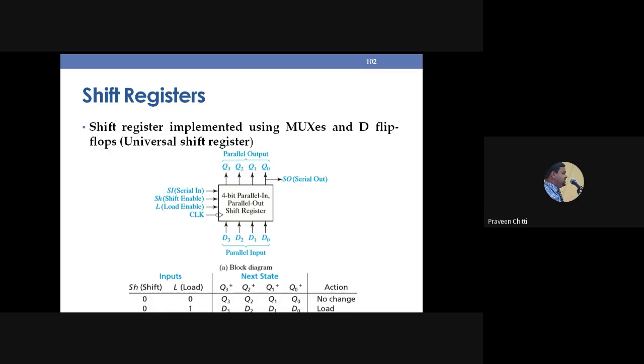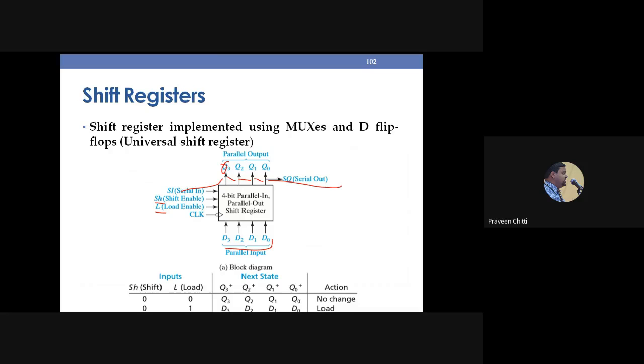So when shift is 0 and load is 0, there will not be any change. It will retain the value that is there. When shift is 0 and load is 1, what happens? Whatever you give as input will come into this 4-bit register. And when shift is 1 and load may be anything, then it will perform the shift operation. So how does it perform the shift operation? At Q3, this value will come and then all will be shifted and Q0 will go out, so it performs the right shift operation. That means it is performing three different operations: no change, load, and right shift, depending on the value of these two signals, that is shift and load.